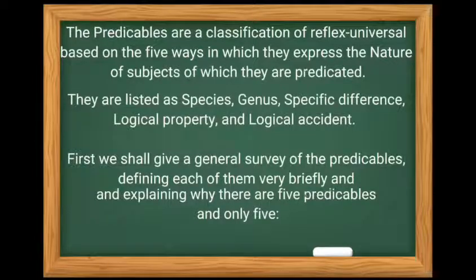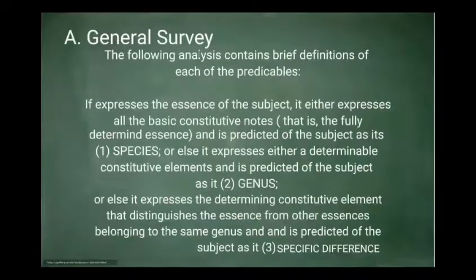First, we shall give a general survey of the predicables, defining each of them very briefly and explaining why there are five predicables and only five. A general survey. The following analysis contains brief definitions of each of the predicables.